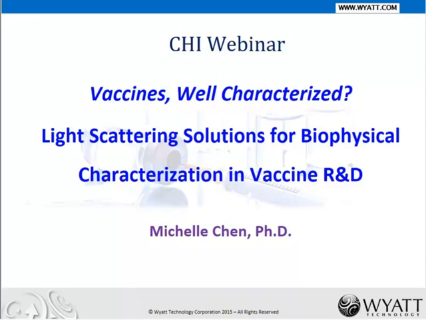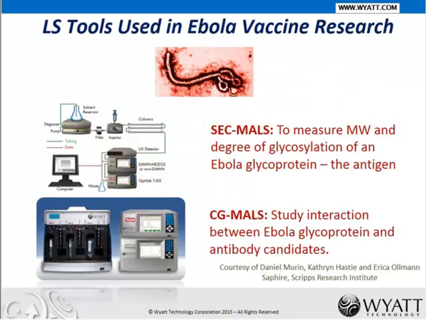In today's webinar, I'm going to discuss light scattering and light scattering related tools for biophysical characterization of the vaccine products in research and development. Light scattering tools on their own or used in combination with a separation technique have widely been used in vaccine development, including in developing vaccines to treat and prevent diseases from the Ebola virus.